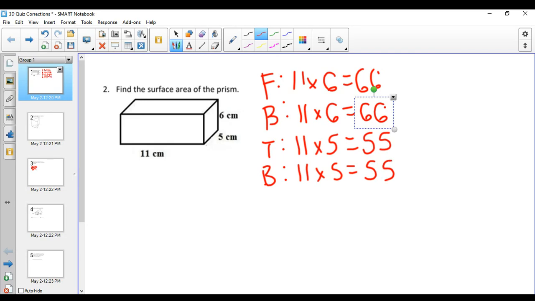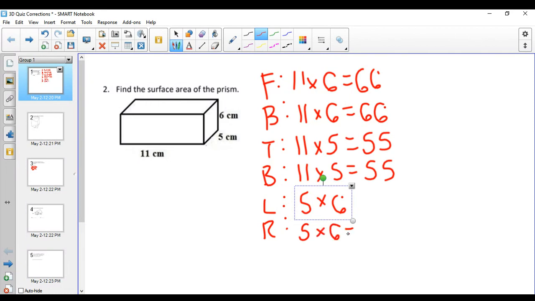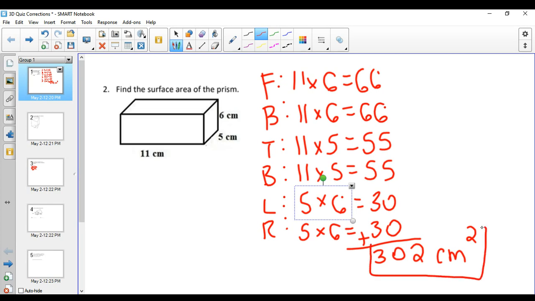Okay, and then the left and right faces. Okay, those are 5 centimeters by 6 centimeters. So we're going to multiply 5 times 6 for each of those, which gives us 30. And then we will add all 6 of those answers together, and that will give us 302 centimeters squared.